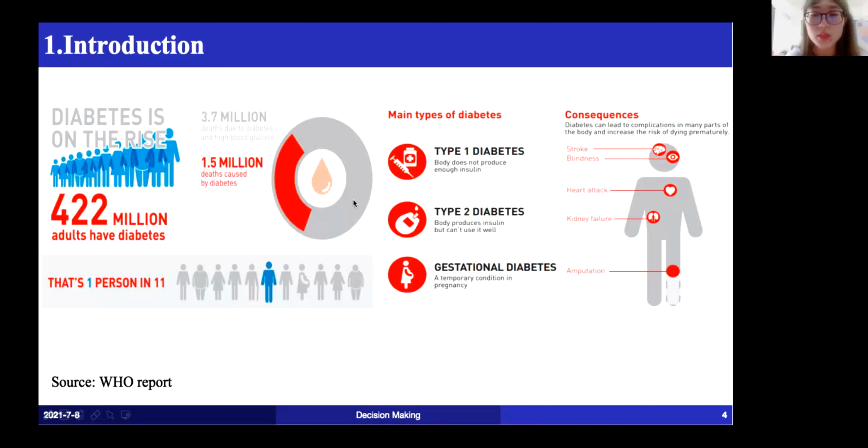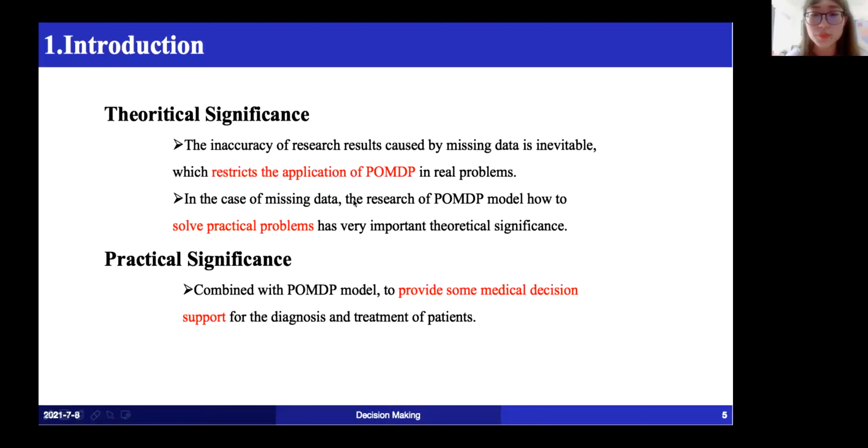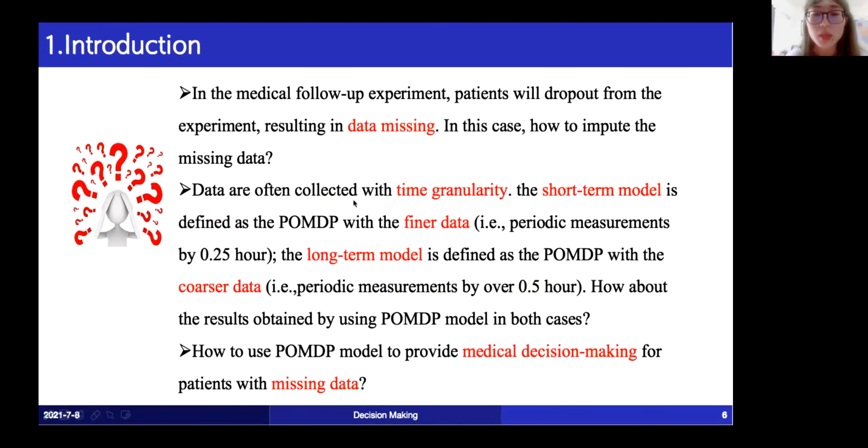So this study is devoted to making dynamic treatment plans with missing data for diabetes. It has both theoretical and practical significance, such as solving POMDP with missing data and helping diabetes patients to control blood glucose immediately. Based on the introduction, the issues to be solved include the following 3 parts.